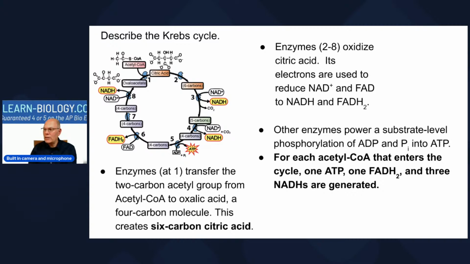What you need to know about is that for each acetyl-CoA that enters the cycle, excuse me, I'm getting over a little cold. Each acetyl-CoA over here that enters the cycle, you get 1 ATP. Here it is over here. You get 1 FADH2 over here, and you get 3 NADHs. You also wind up snipping off a carbon dioxide over here, and everybody just go like this.